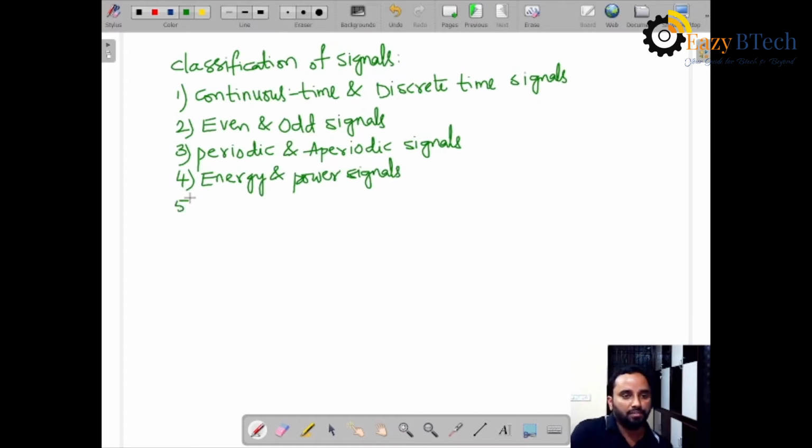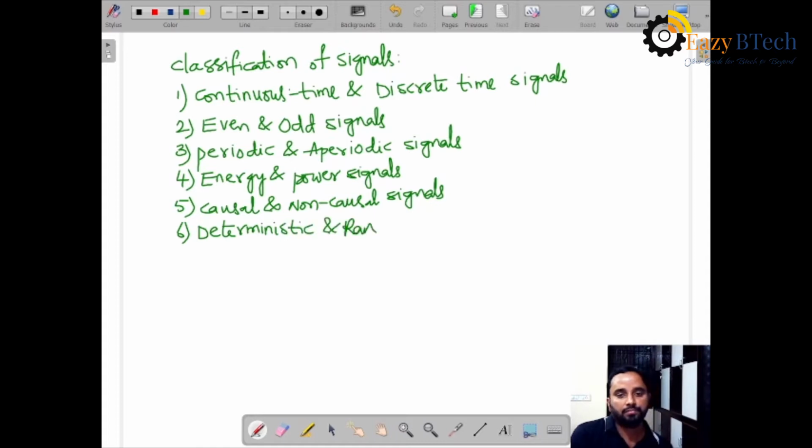And the fifth one is causal and non-causal signals. And the sixth one is deterministic and random signals. So we'll see them one by one.